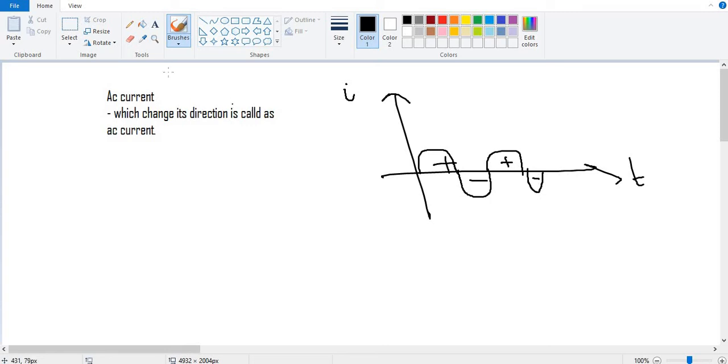So it can change its direction. So here the direction is changing. So that is nothing but it is called the AC current. We will take one more example.